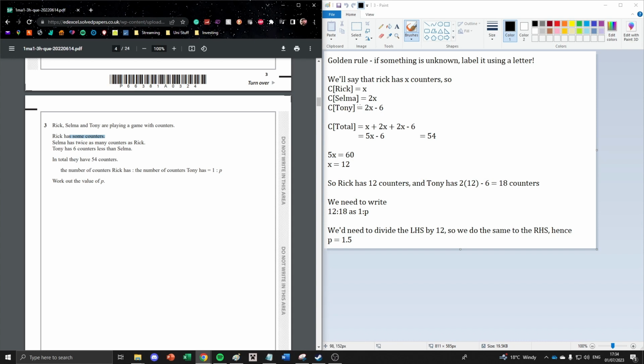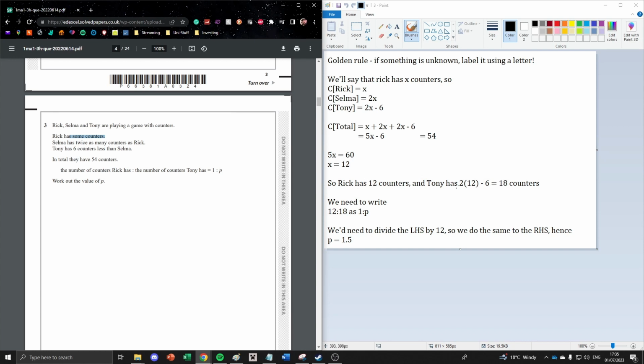We know, of course, that altogether they must have 54 counters, so if we combine all of these algebraic expressions together, we get that 5x minus 6 is 54, and so 5x is equal to 60. We've just added 6 to both sides of this expression. And then by dividing both sides by 5, we get x equals 12. So Rick's got 12 counters. Tony has 2 times 12 minus 6, which is 18. Obviously, Rick and Tony being the subject of the second half of this question.